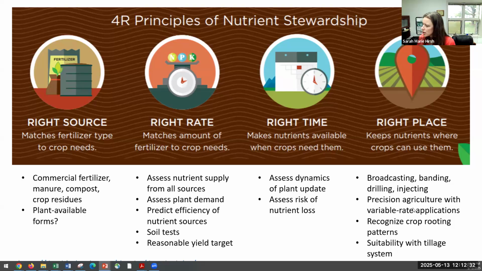Precision agriculture is a really valuable tool that is becoming more popular now, where we could actually do variable rate applications of different nutrients exactly where the crop needs it.